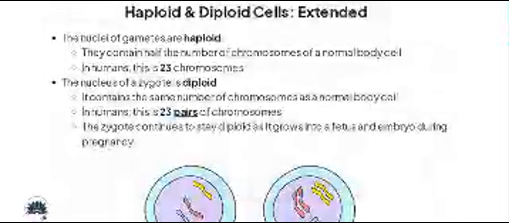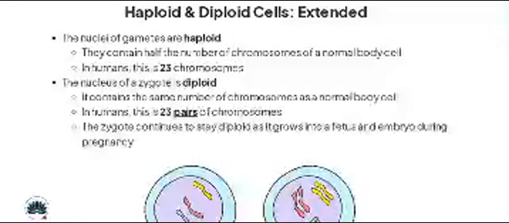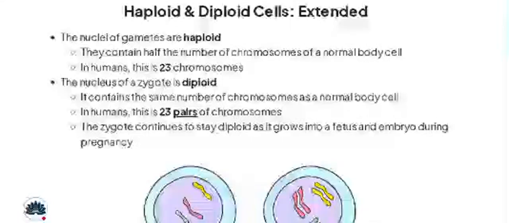Here you can see the example of haploid and diploid cells. The nuclei of gametes are haploid. They contain half the number of chromosomes of a normal body cell. In humans, this is 23 chromosomes. The nucleus of a zygote is diploid. It contains the same number of chromosomes as a normal body cell. In humans, this is 23 pairs of chromosomes or 46 chromosomes.